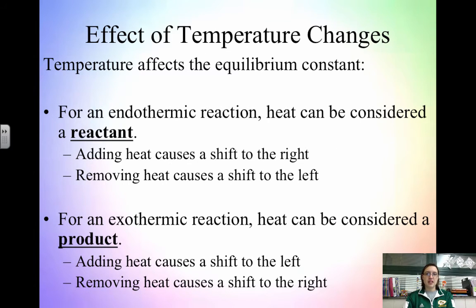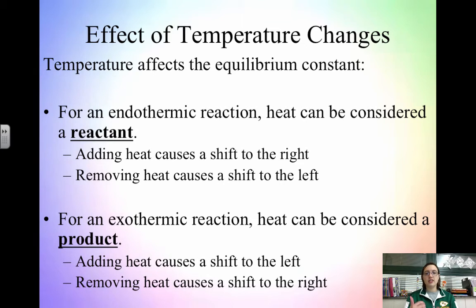And then the effect of temperature change. The temperature affects the equilibrium constant. For an endothermic reaction, if delta H is greater than 0, heat can be considered a reactant, right? When it's endothermic, you have to add heat to the system, so heat is a reactant. If you add heat, then it causes a shift to the right because that's like adding a reactant. If you remove heat, that's like removing a reactant and it's going to shift to the left.